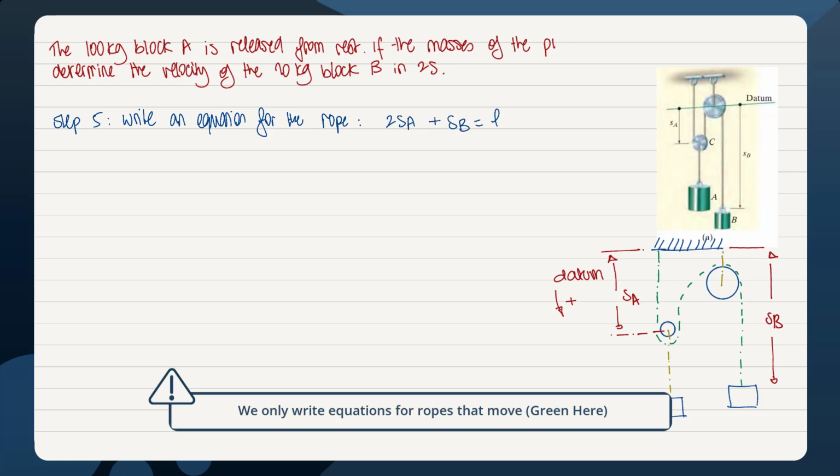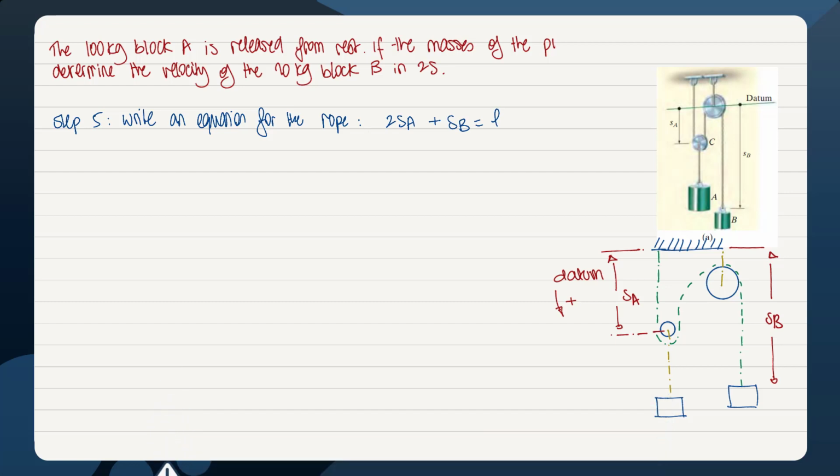We simply need to sum the different chunks of the rope in terms of the distance SA and SB. So summing up all that, we have 2SA plus SB is equal to L. And then the next step is to take the derivative. We get 2VA plus VB is equal to 0, since L is a constant and the derivative of a constant is 0. So 2VA is equal to minus VB. That's the first expression we get.